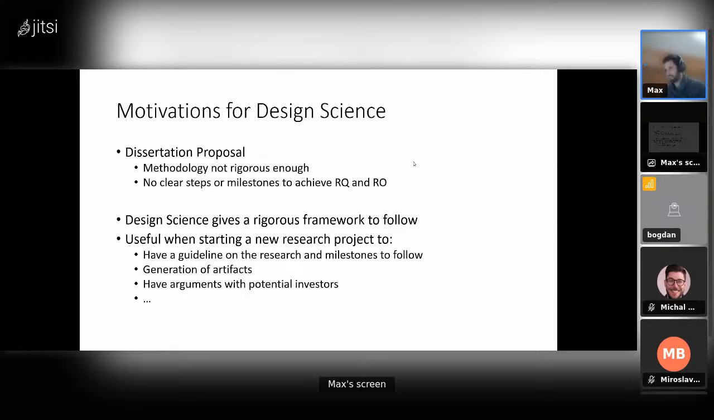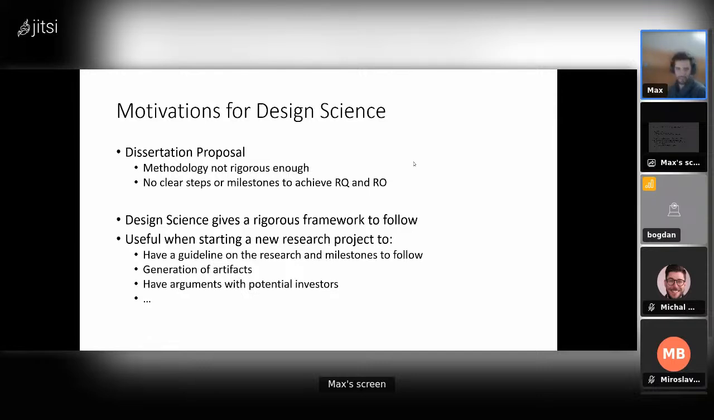weak points, let's say, was that I had some methodology, but it was not rigorous enough in the sense that I didn't have any milestones or any time frame or KPIs to really support the methodology of my thesis. And one way that was found to solve this issue was to actually use design science.